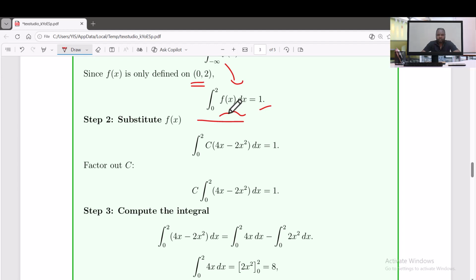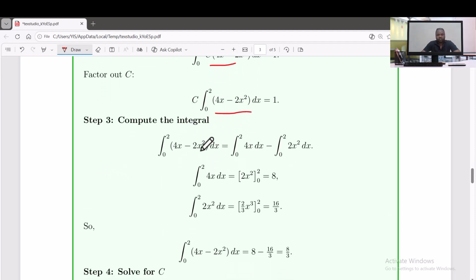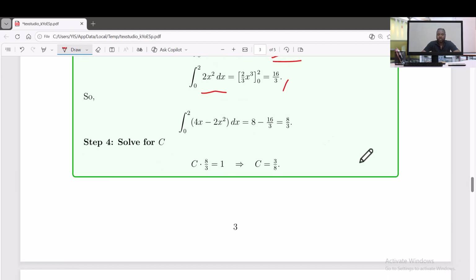What is f of x here? F of x is given above, c times (4x minus 2x squared), right? This c is constant, and we can factor out c. Then we compute the integral. We can distribute this integral over this subtraction, right? Therefore, this becomes these two terms. Therefore, the integral of f of x dx over this interval can be evaluated: the first term is 8, the second is 16 divided by 3. Then the difference becomes 8 over 3.